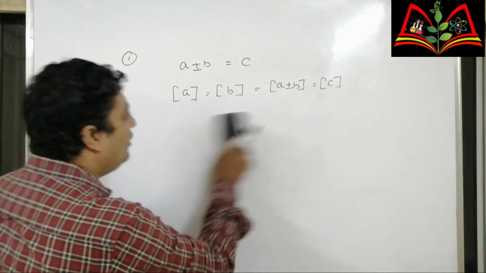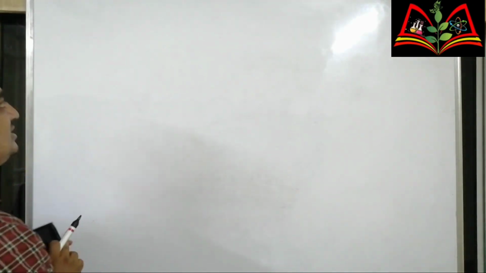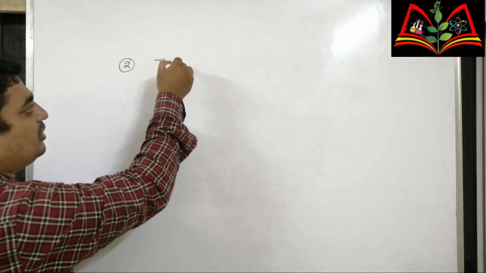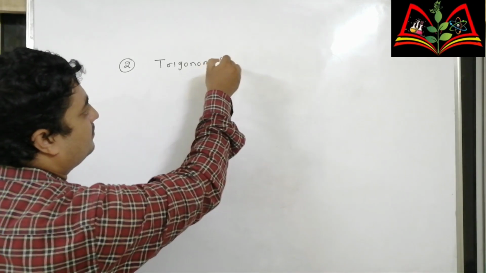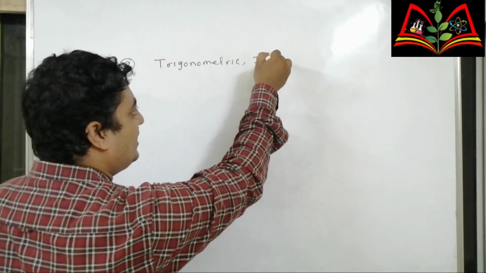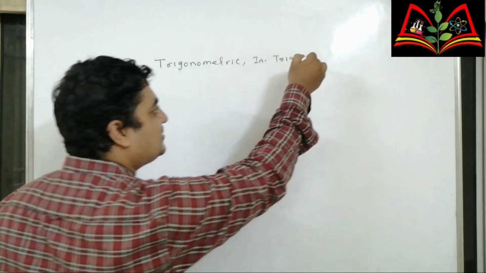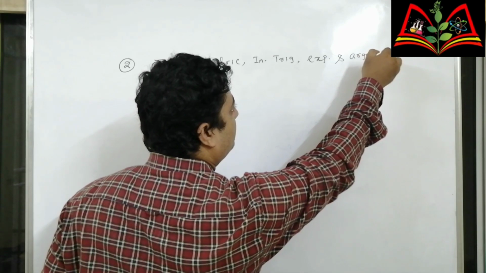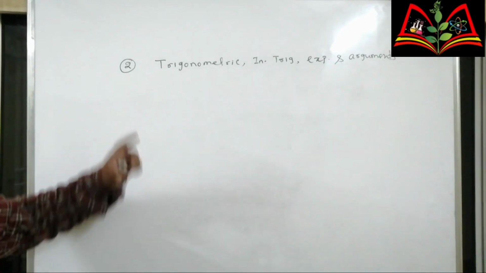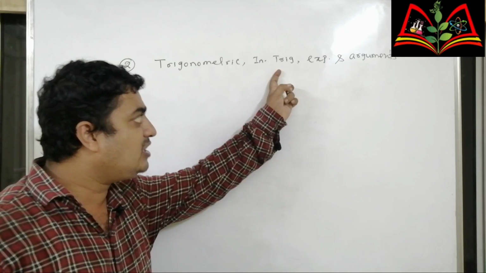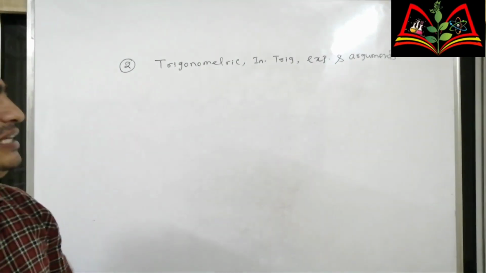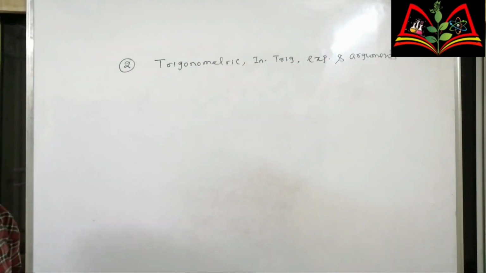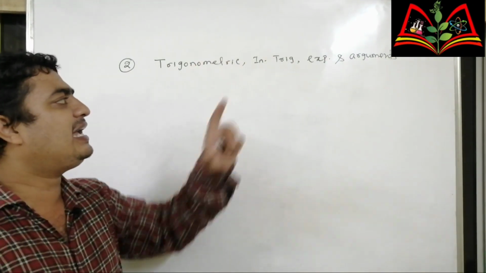Now the second part is, we'll understand some functions, that is trigonometric functions, inverse trigonometric functions, exponential functions and their arguments. क्या क्या हो गया? ट्रिग्नोमेट्रिक फंक्शंस, इनवर्स ट्रिग्नोमेट्रिक फंक्शंस, एक्सपोनेंशियल फंक्शंस एंड देयर arguments. They are always dimensionless. They cannot take any dimension.